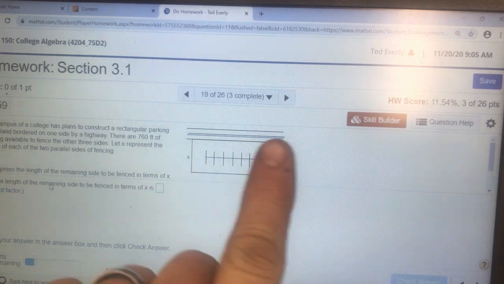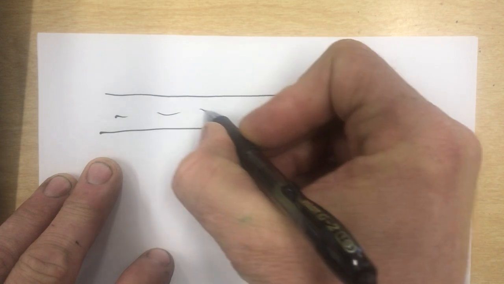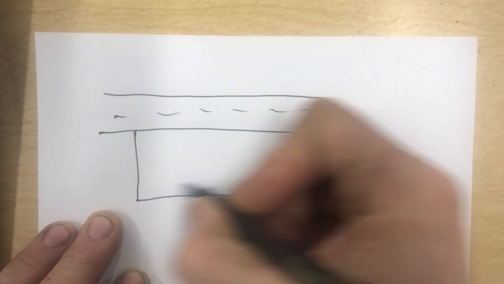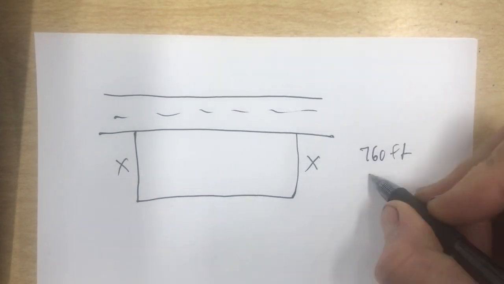And then we got this road here. Okay, so here's this road. We're going to have this fencing here. This is X, and that's X. We have 760 feet of fencing.